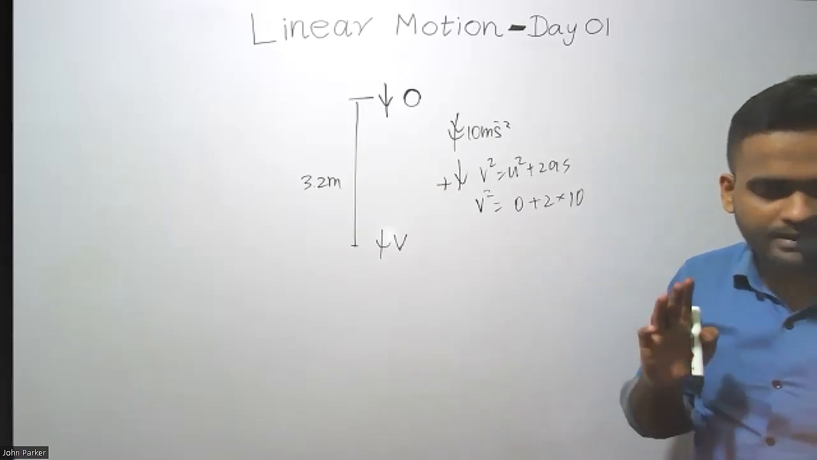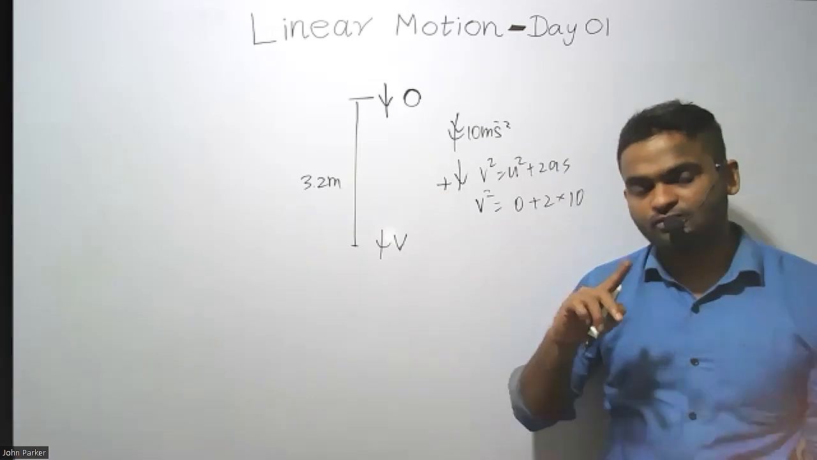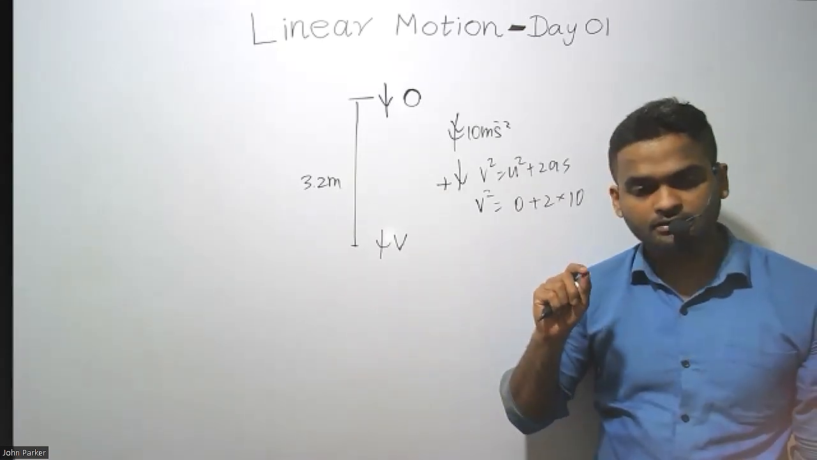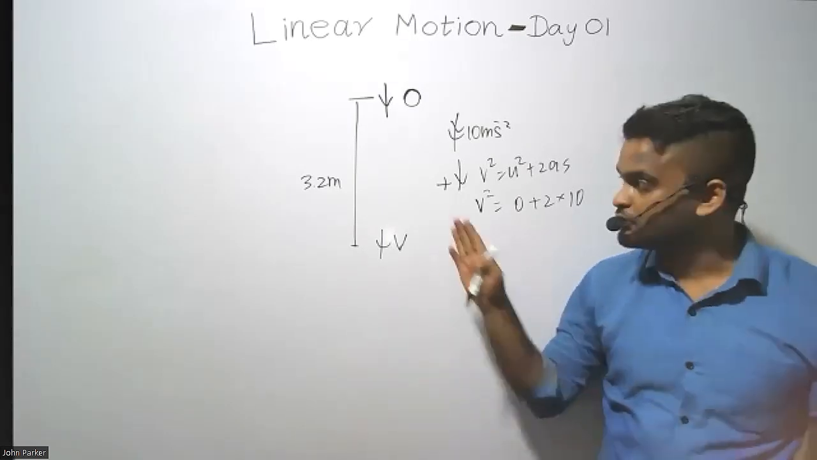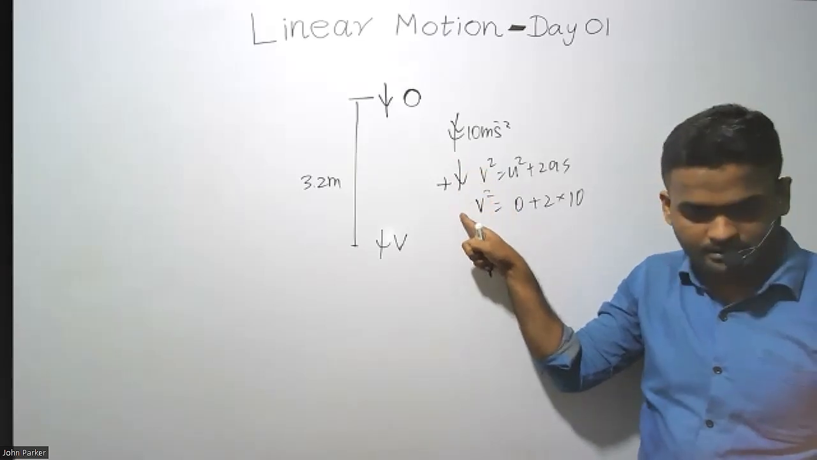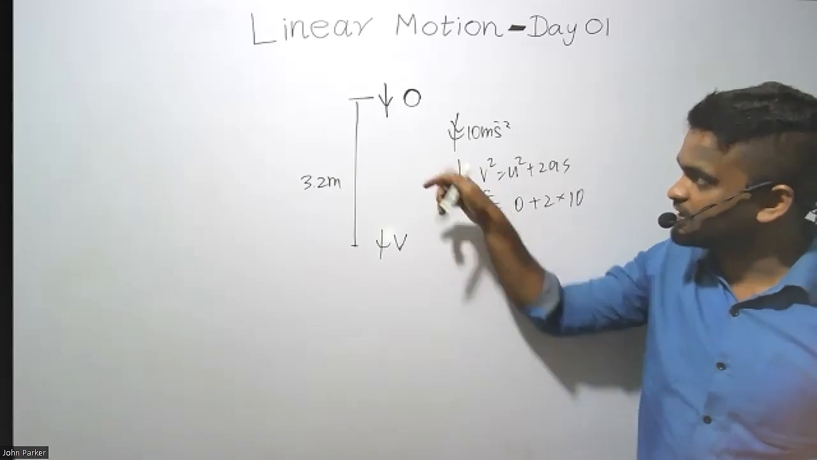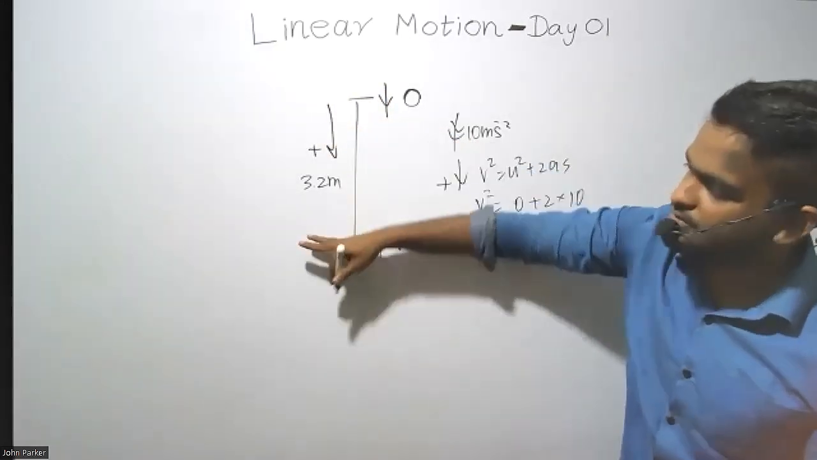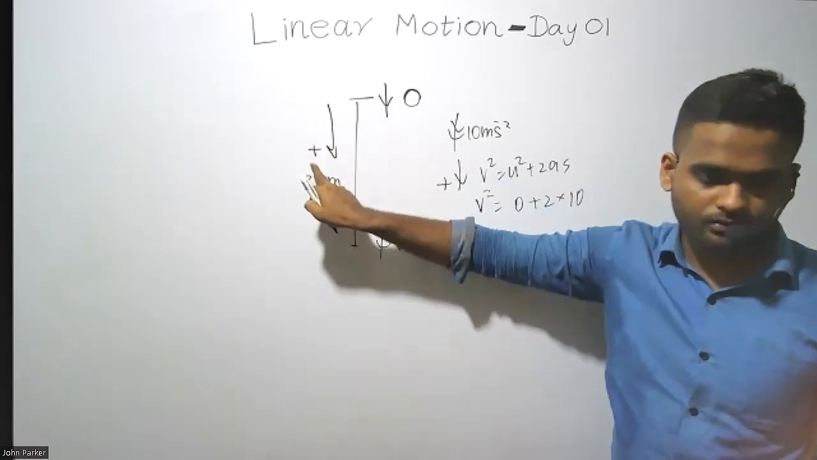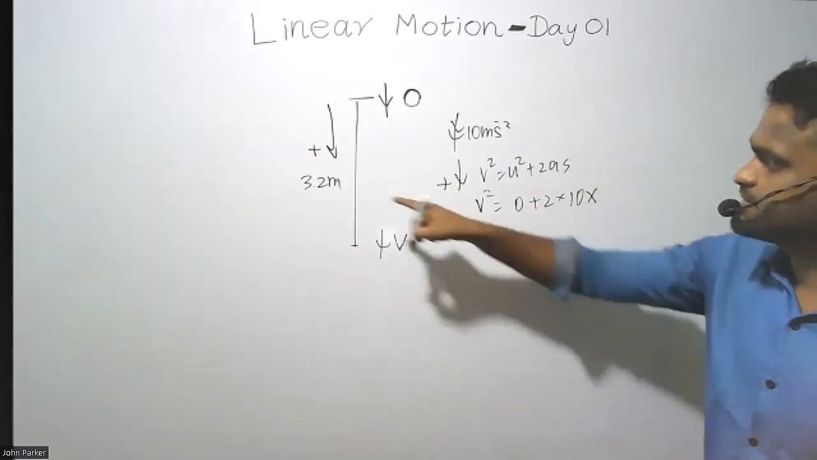You are free to choose any direction you want to make the positive direction. But when you are substituting values, you have to make sure whether they are in the same direction or not. I'm applying this downwards, so it is plus. Positive direction is downwards now, right? For the previous one, positive direction was upwards. I chose that. Here positive direction is downwards. Now this is 10, then S is 3.2.